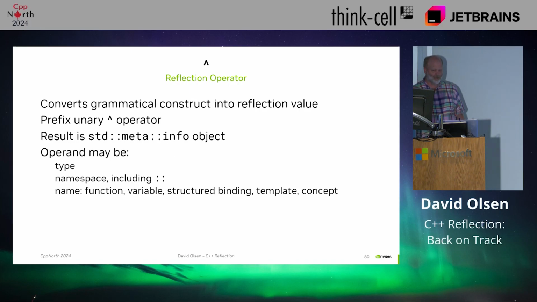The reflection operator, which is how you transition from the code world to the reflection world, is a prefix unary caret. The operand can be a type or the global namespace or almost anything with a name. The result of the caret operator is always a compile-time value of type std::meta::info and is the reflection of the operand.